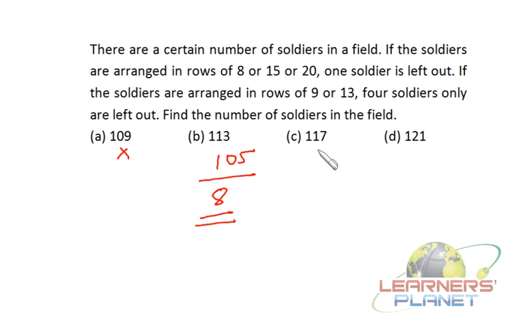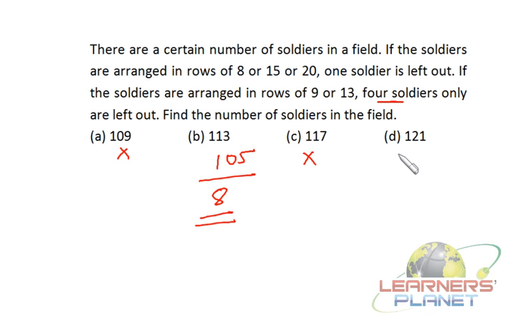Okay, now let's see for 117. 13 nines are 117, but we have been told that if it is divided by 13, the remainder should be 4. So even it can't be the right choice. Now we are left with 121. Obviously it will be the right choice since we have not been given "none of these" over here.